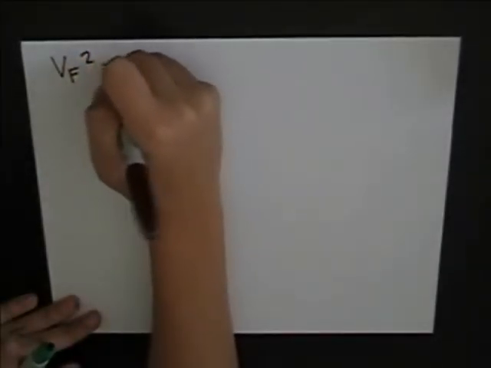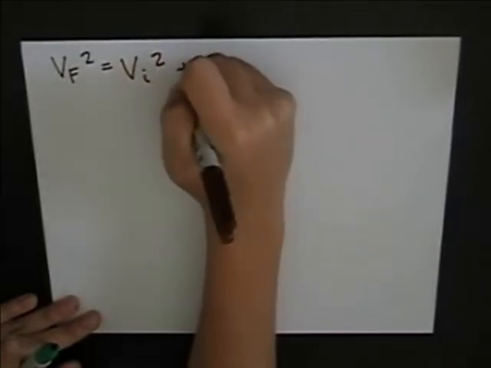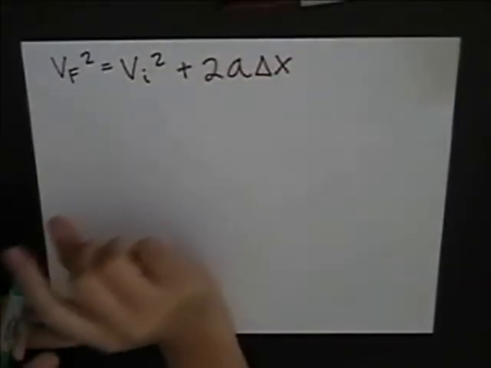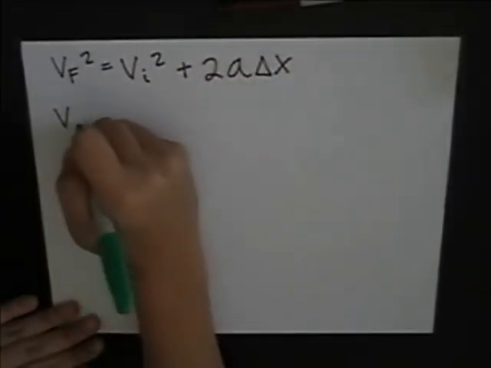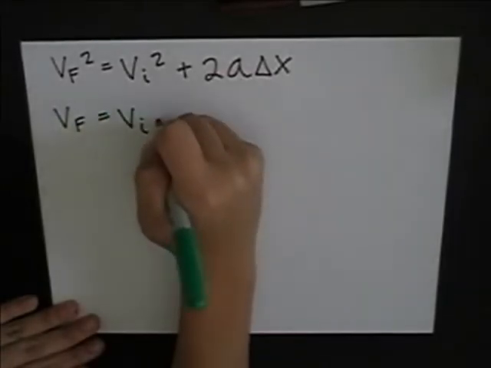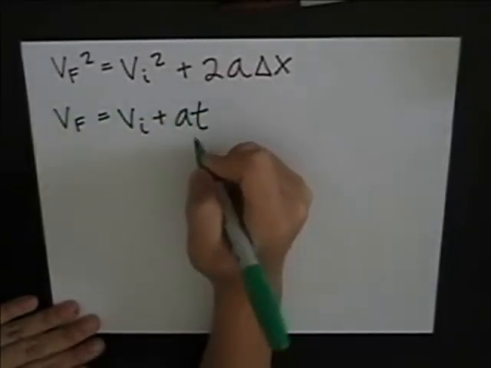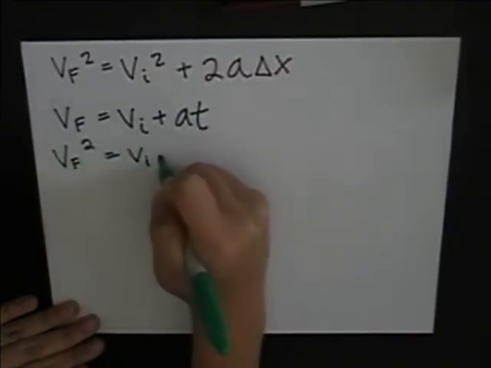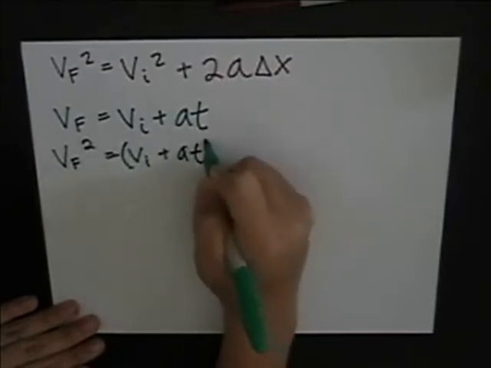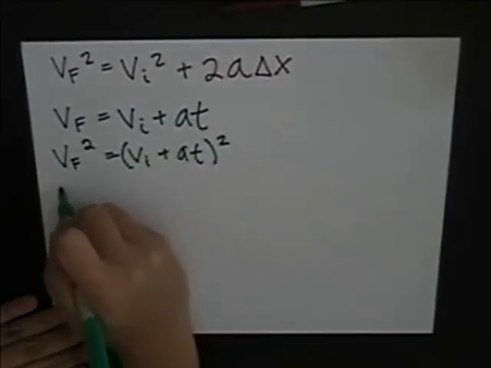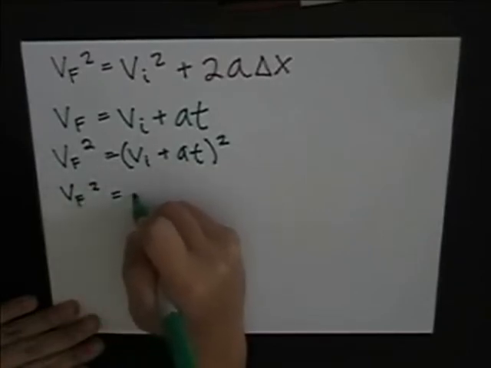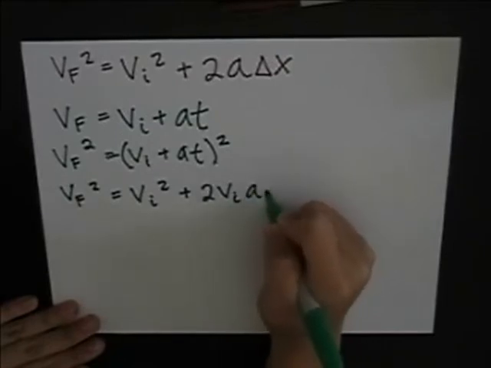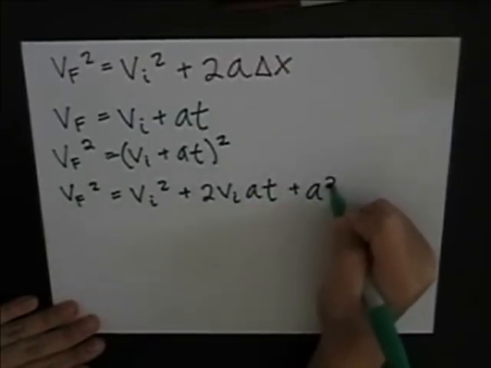Good day, class. Today we'll be looking at the equation v final squared equals v initial squared plus 2a times delta x. So, where does this equation come from? Well, if we start with the equation v final equals v initial plus acceleration times time, and then proceed to square both sides of the equation and expand, the result is v final squared equals v initial squared plus 2 times v initial times acceleration times time plus acceleration squared times time squared.